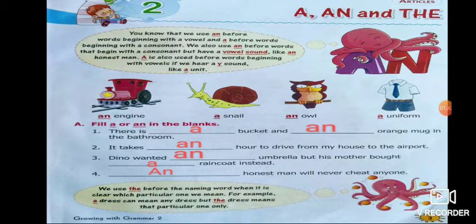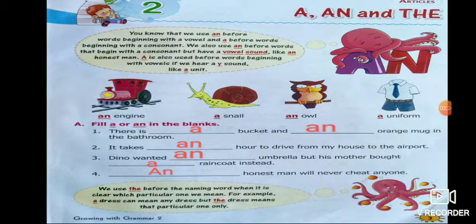A is used before the words beginning with vowels if we hear a Y sound, like a unit. Here, U is the vowel, but we can hear the sound Y. So, before that word, we have to use a. Here I am giving some examples: a European, a university, a 1 rupee note.